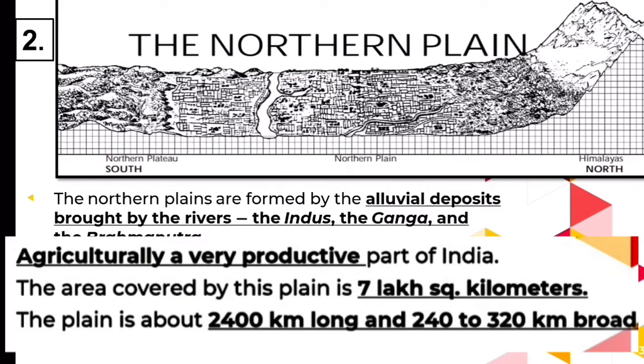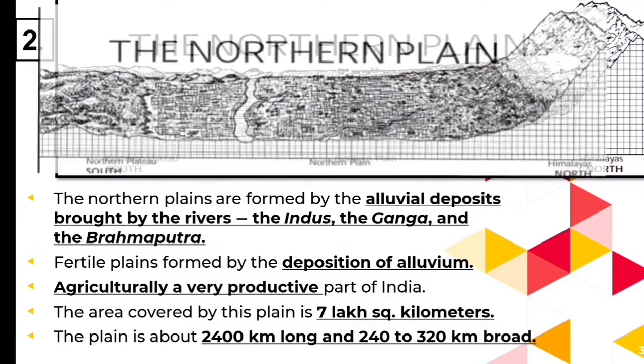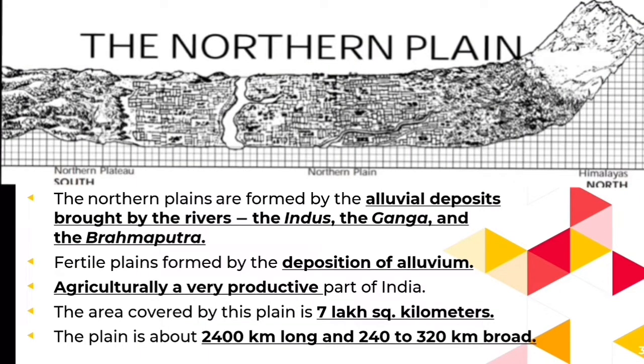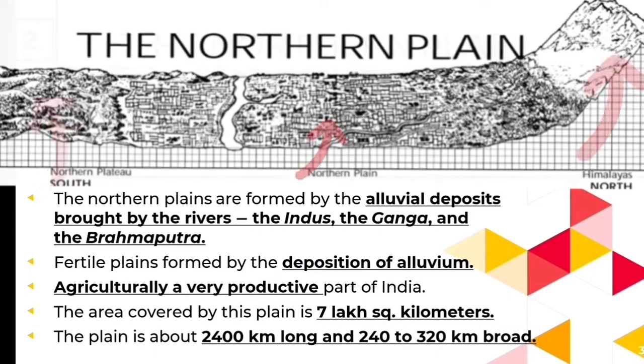Northern Plains covers the area of about 7 lakh square kilometer, which is 2400 kilometers in length and width varying from 240 kilometers to 320 kilometers broad. As in the given picture, you can see how the Himalayan mountains descend, and in the plain areas we have the fertile stretch of the Northern Plains, while further ahead we can see the Northern Plateau or the Peninsular Plateau.